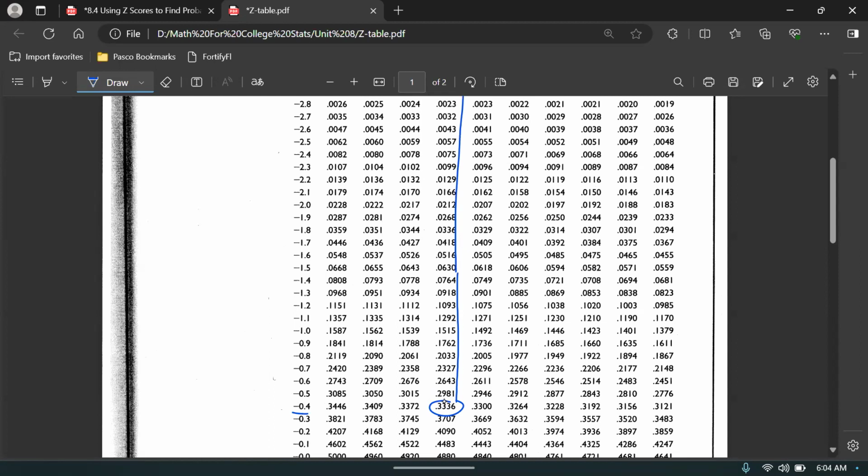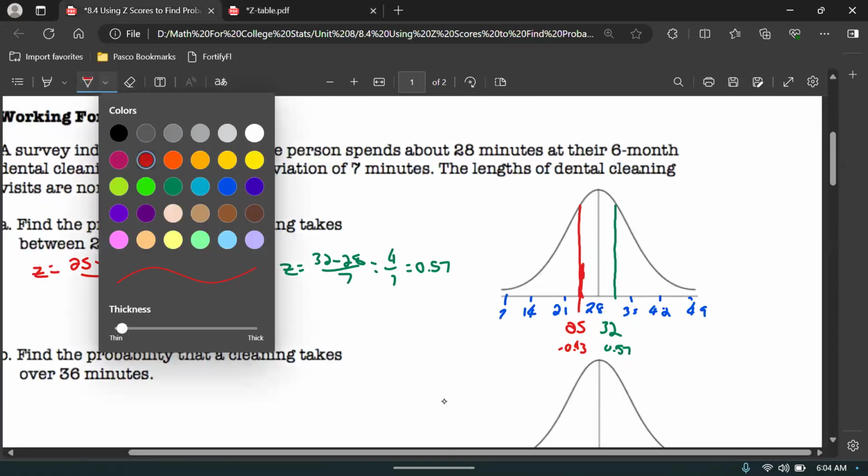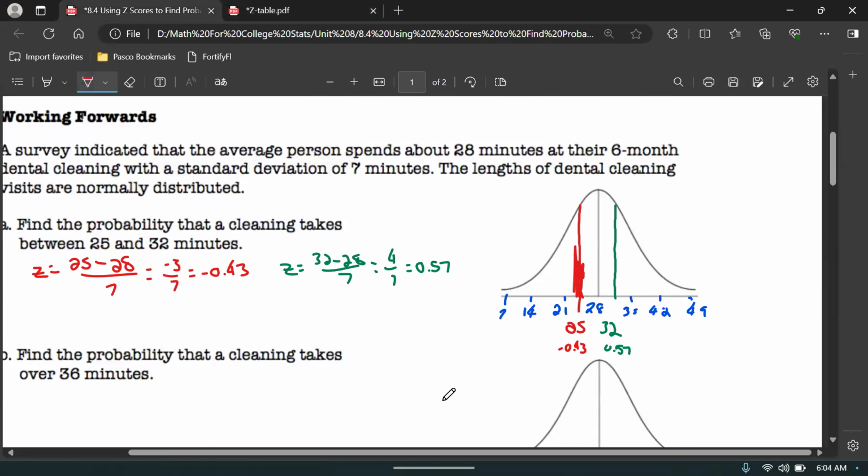So 0.3336. Let me tell you what that means. That means the area to the left of this, I'm going to take a little second to shade it in, totals out to 0.3336. All right, keep that in mind. We'll come back to it.